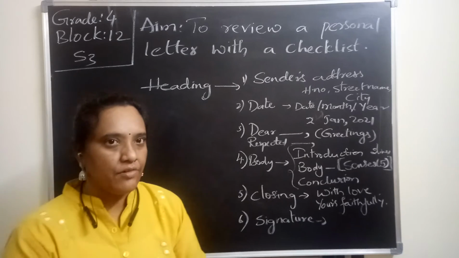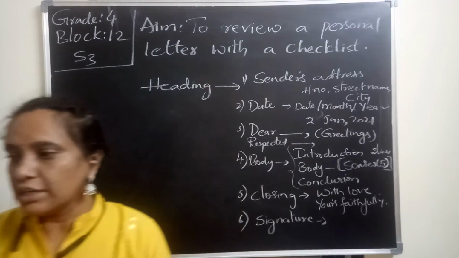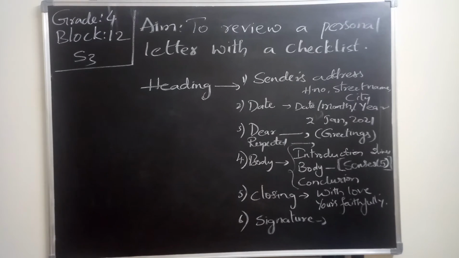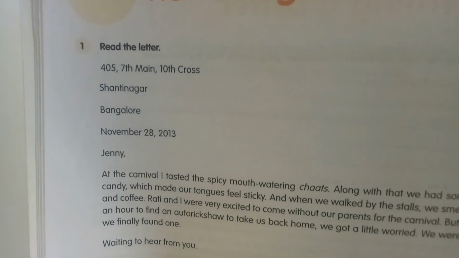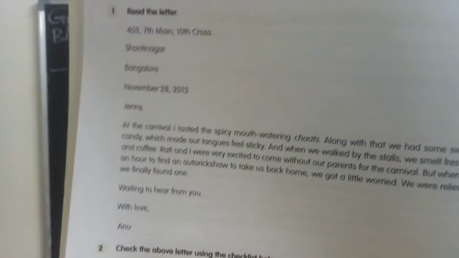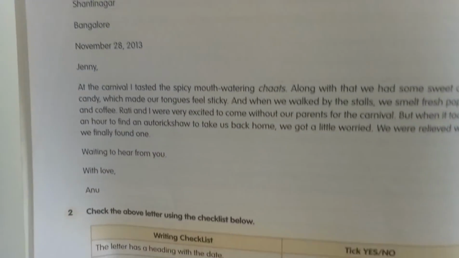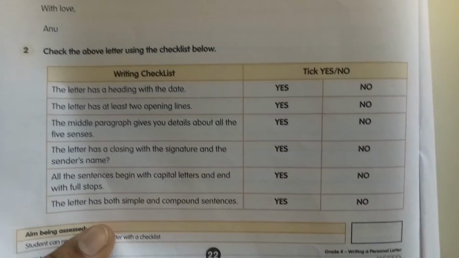Already we had written the letter in S2. Now, based on that, let us go for a checklist by observing our S3 page number 22. So go to S3 page number 22. Reviewing a letter. Now read the letter which is given here and check using the checklist. Check the above letter using the checklist below.